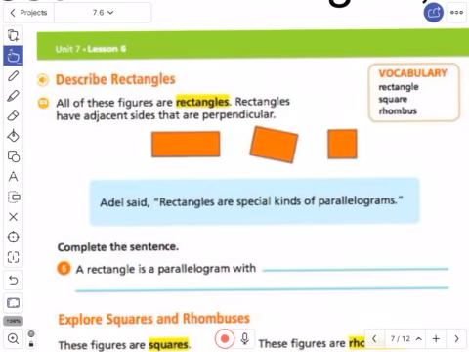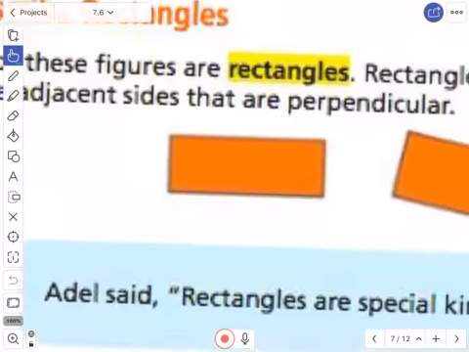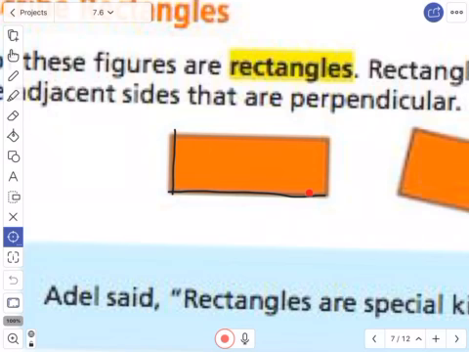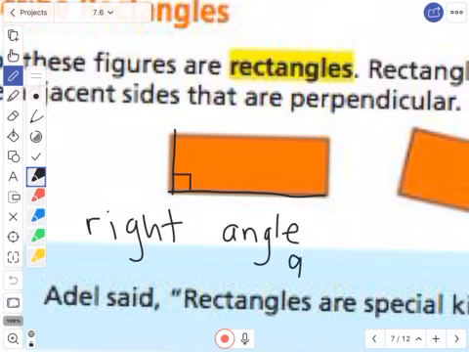So the top of page 464 is all about rectangles. All of these figures are rectangles. Rectangles have adjacent sides that are perpendicular. When it says adjacent sides are perpendicular, really what they're talking about is the two sides that run into each other that form a vertex. And remember, a right angle is perpendicular. Remember, perpendicular, two lines, when they meet, they form a right angle, or a 90-degree angle is another way to say it.